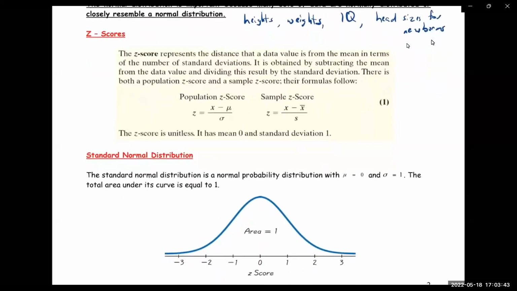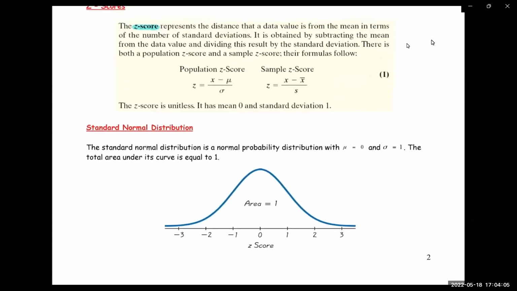All right, z-score. So what is a z-score? It explains it here as the z-score represents the distance that a data value is from the mean in terms of the number of standard deviations. So remember we went over standard deviation in the previous section. So the z-score represents how many standard deviations you are away from the mean.